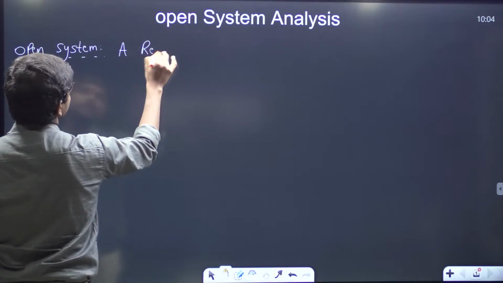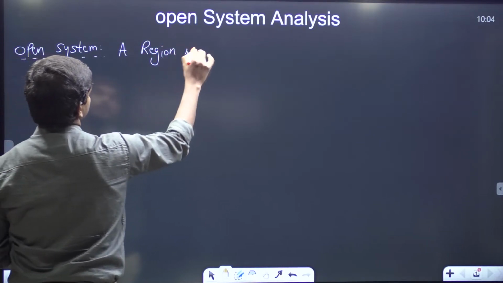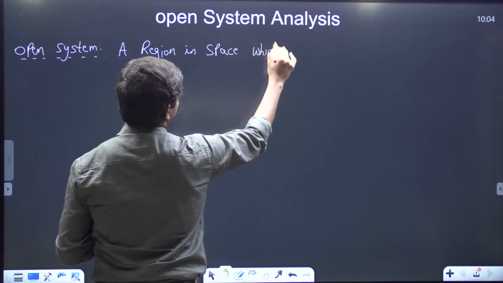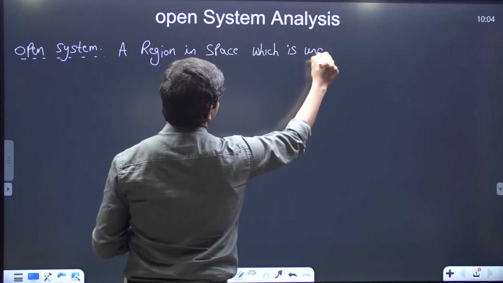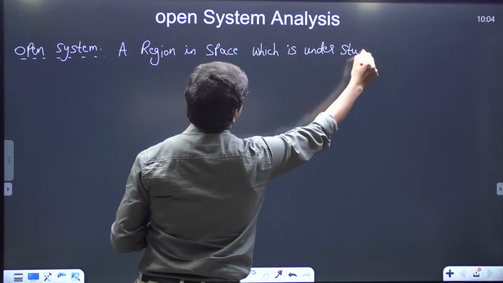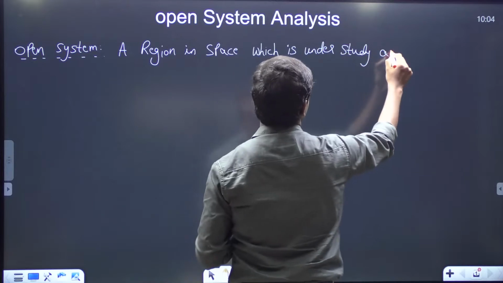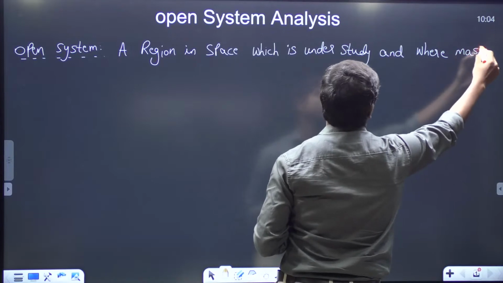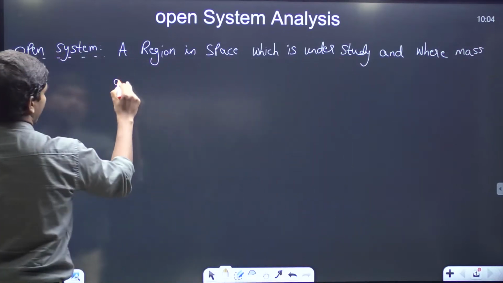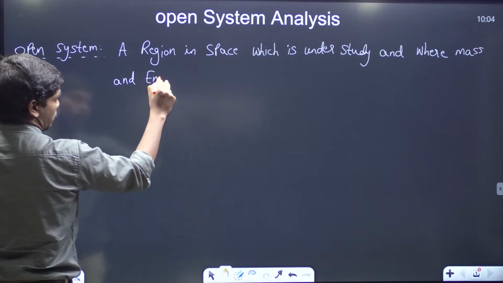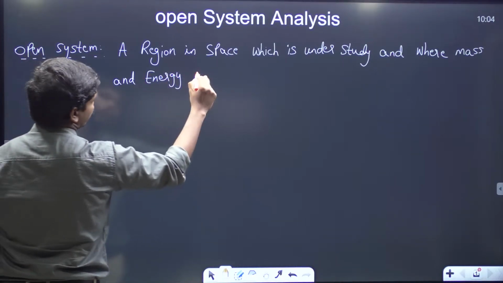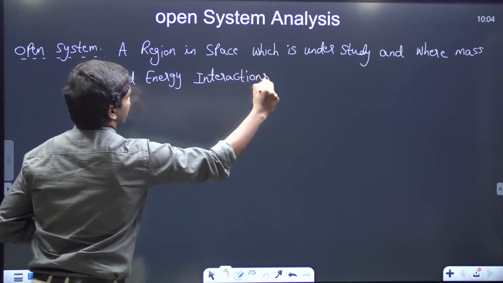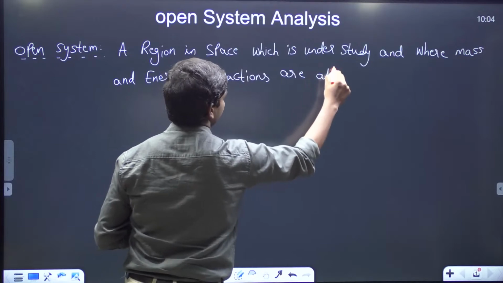is a region in space which is under study, and where mass and energy interactions are allowed. Correct? So this is what we told you.